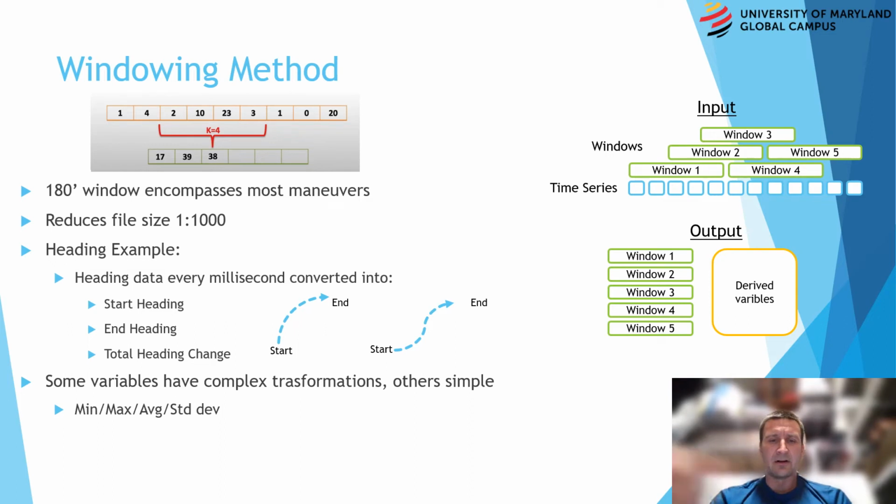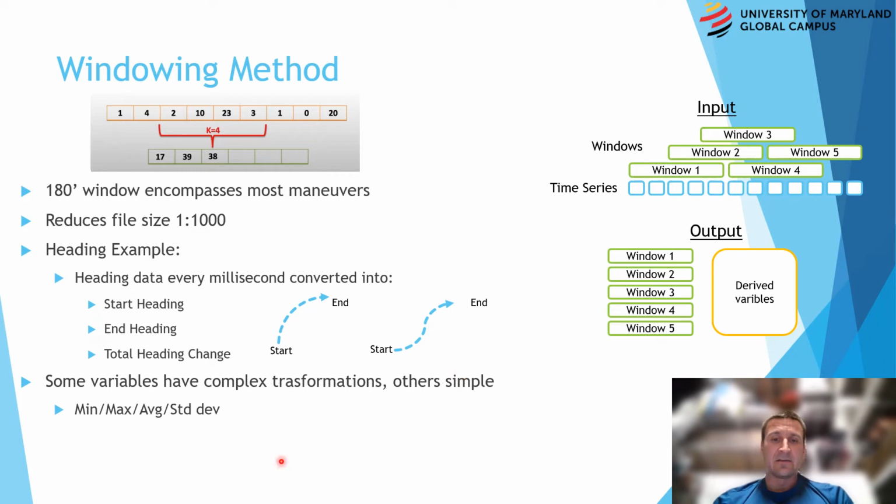So just an example here for a heading, I can derive out of the heading basically the start and end heading for each maneuver, each time slice of that window, and then I can get the total heading change out of that. So you may think that those are always going to be the same, but as you can see in this example, the start heading would be north, the end would be east, and the total heading change would be 90 degrees. On this next example, the start heading would be east, the end heading would be east, but the total heading change would be 180 degrees. So it would describe a different maneuver.